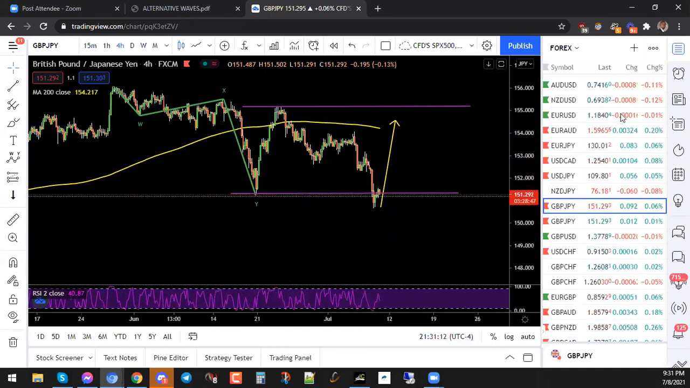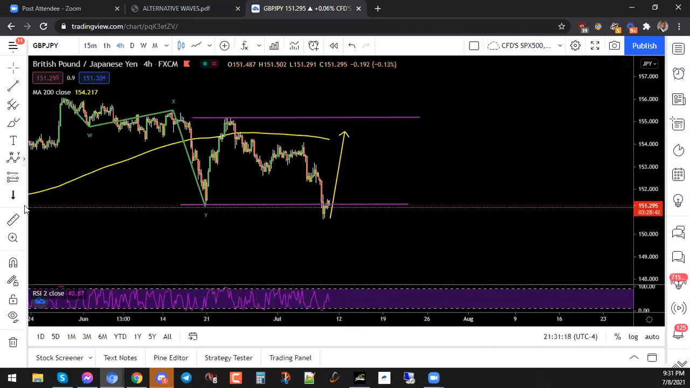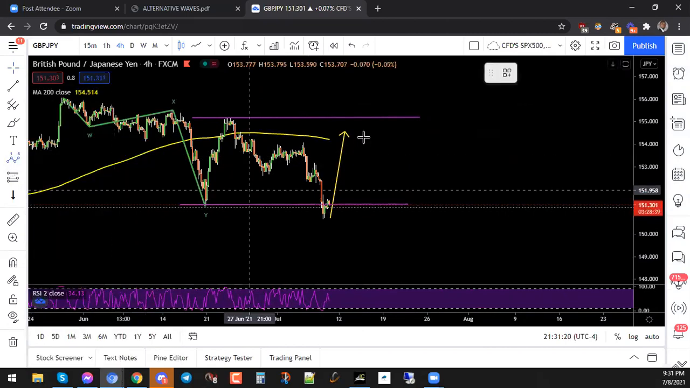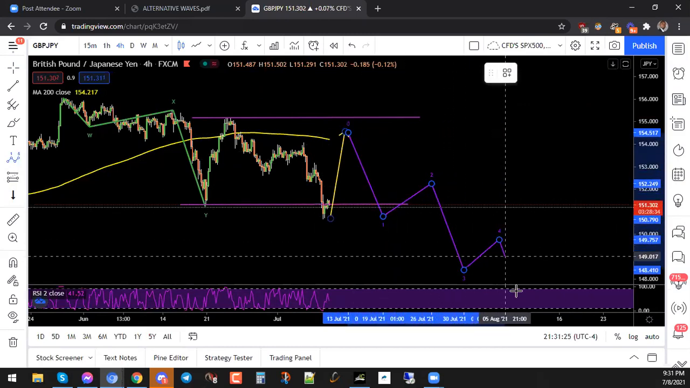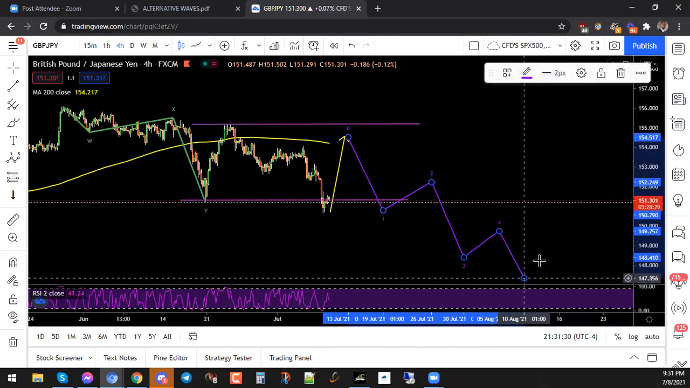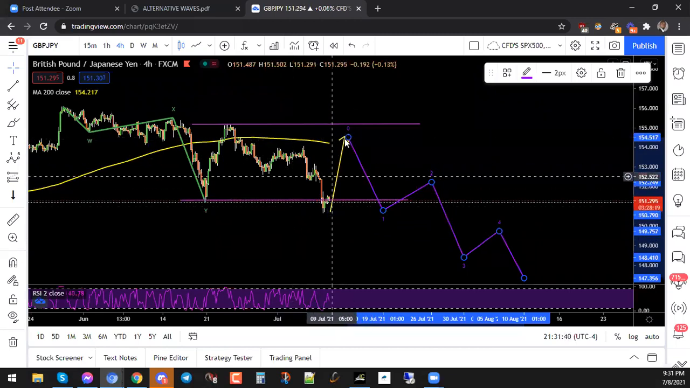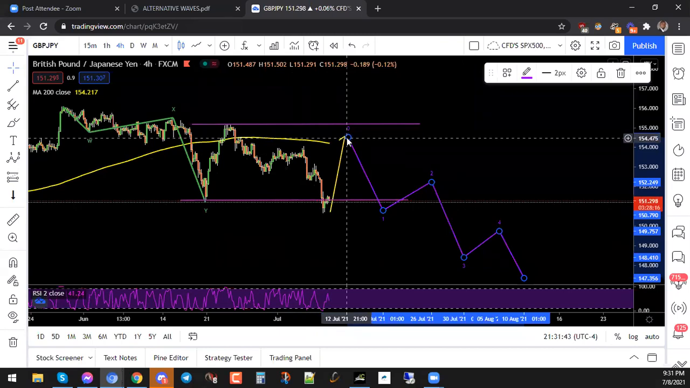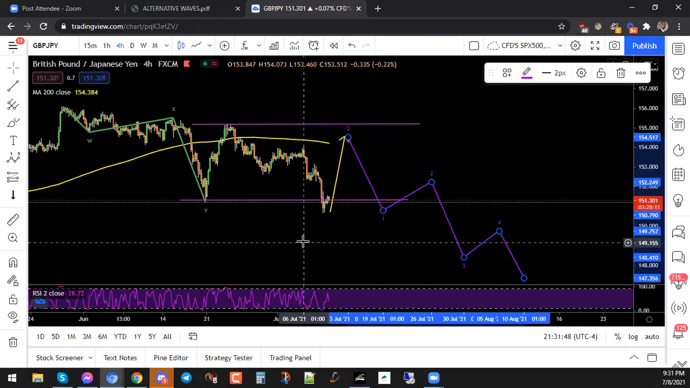So I'll expect, let me just make some room here. I'll expect something that's going to come and look like 1, 2, 3, 4, 5, right? I'll expect something that looks a little bit like this. A 5-wave move down once we get this last corrective move to the upside. And it's going to be a corrective impulse to the upside. Okay, it could be long, it could be short. So that is something that we have to look out for.